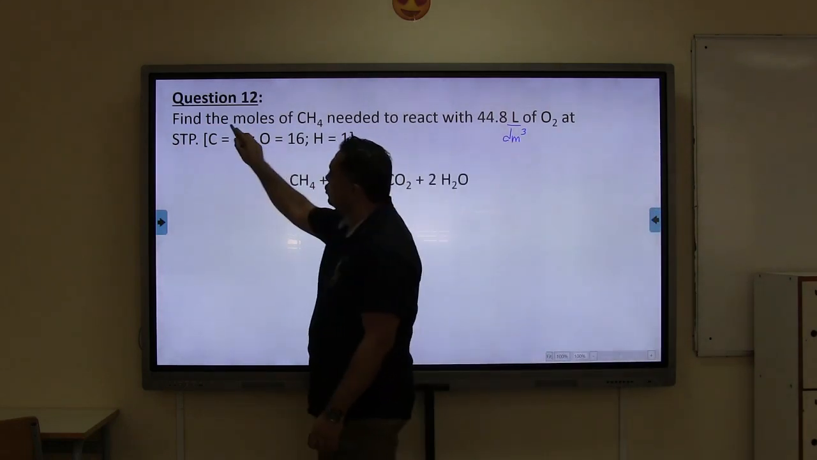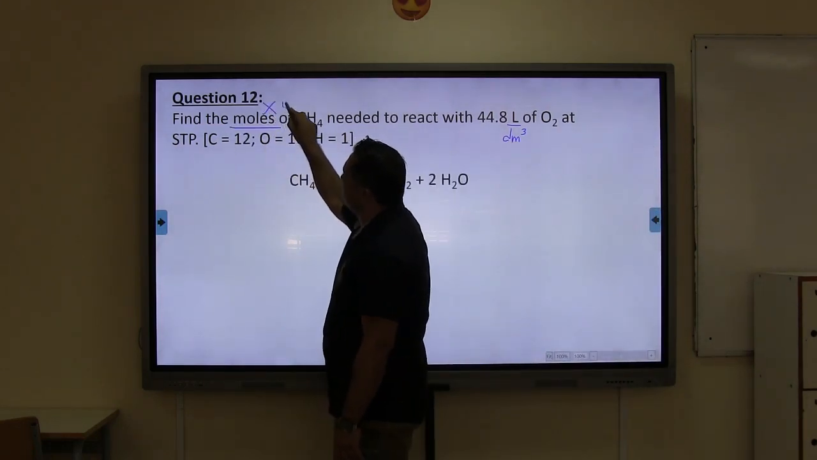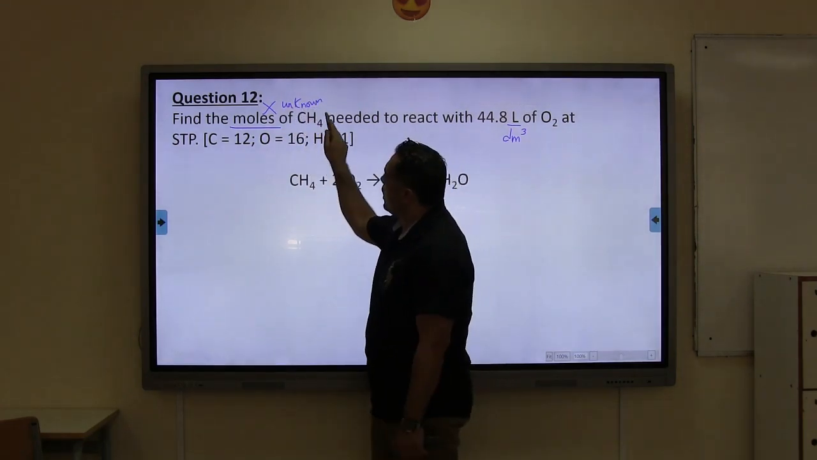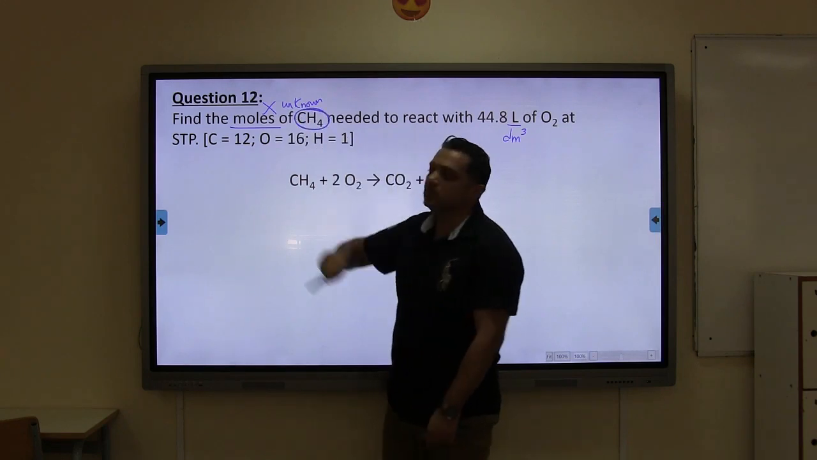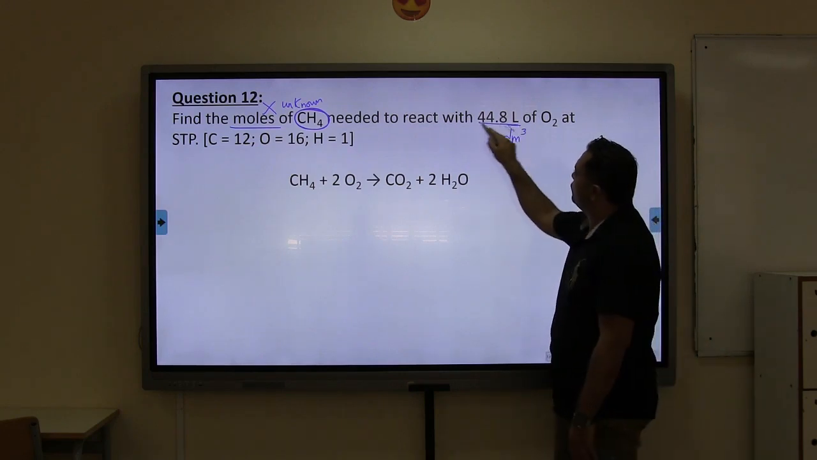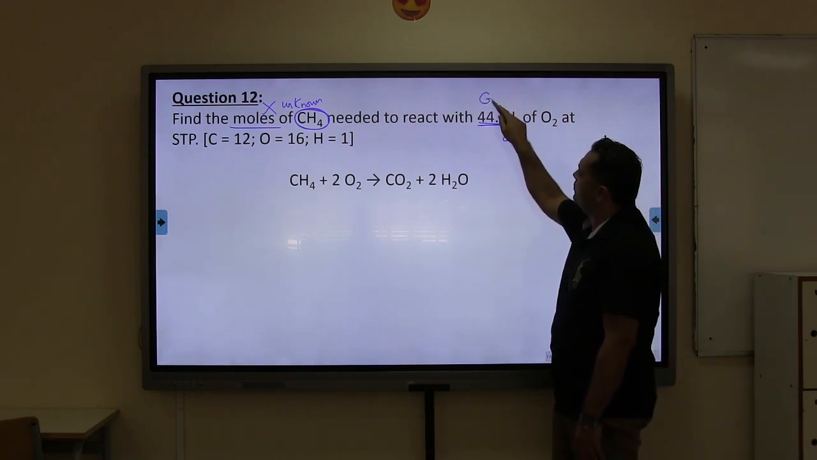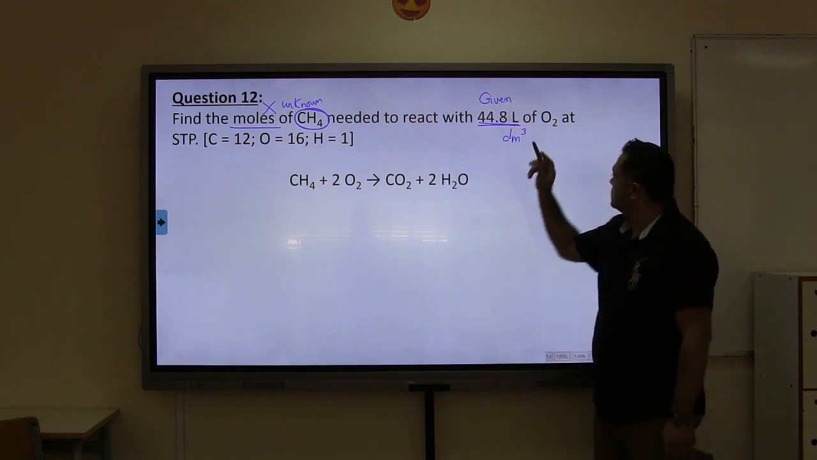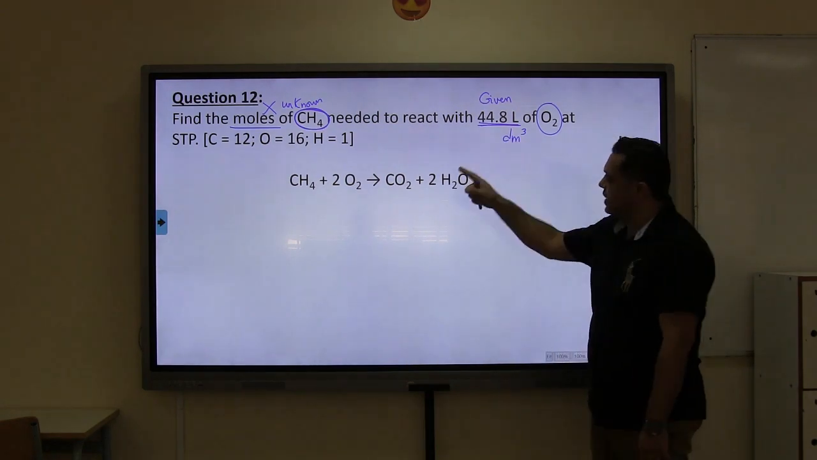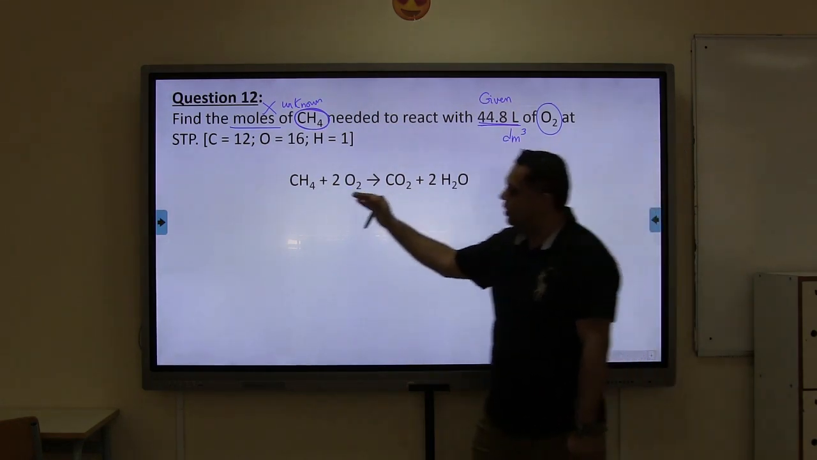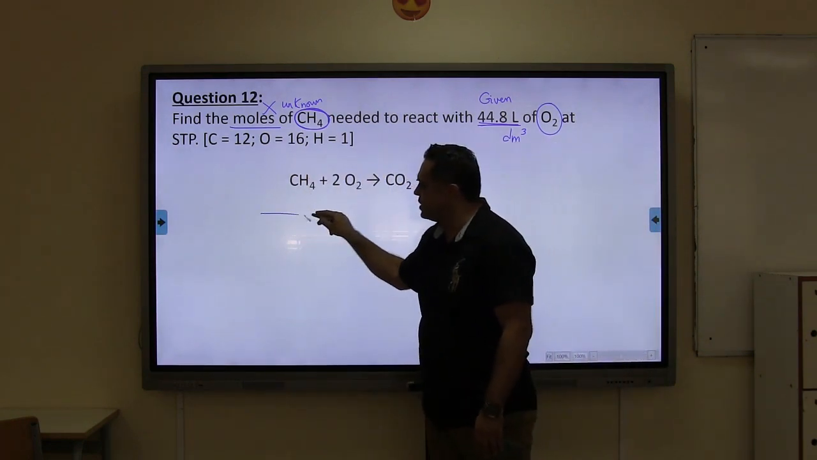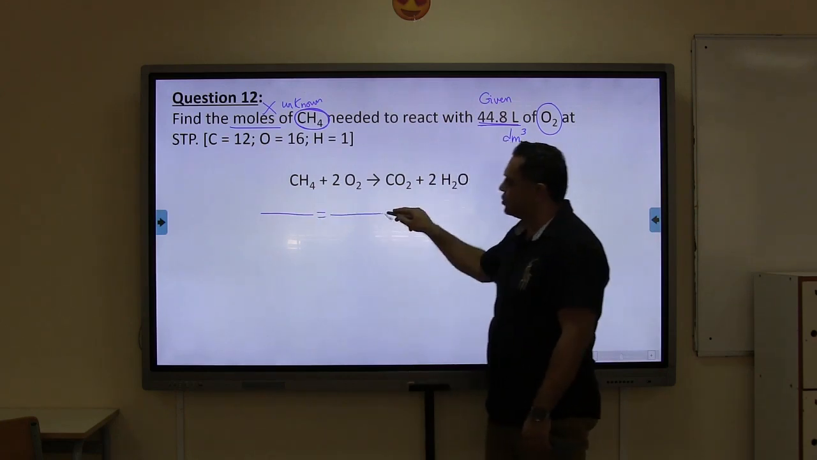Find the moles. I don't know the moles, so this is the X. So this is my unknown, but of which species? Of CH4. Needed to react with 44.8 liters. 44.8 liters, this is the given. And of which species? Of O2 at STP. So I have now CH4 and O2, so I need CH4 and O2 only in this reaction.